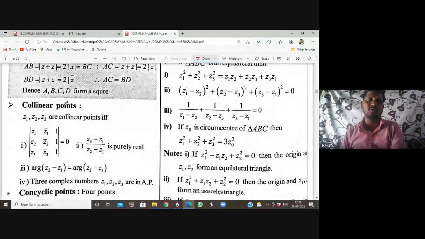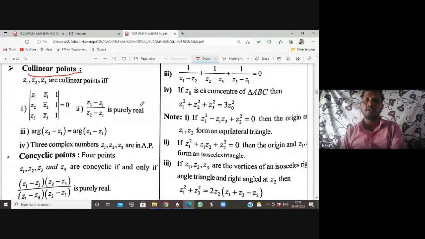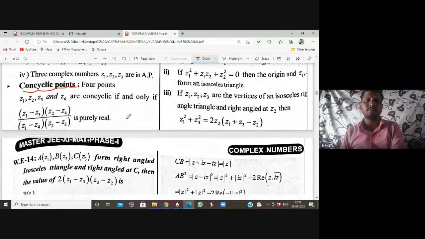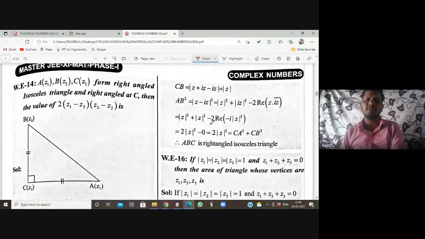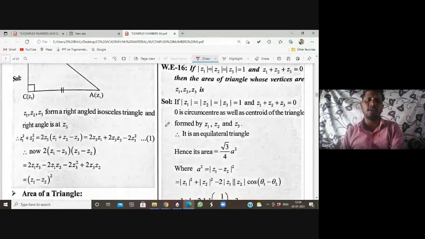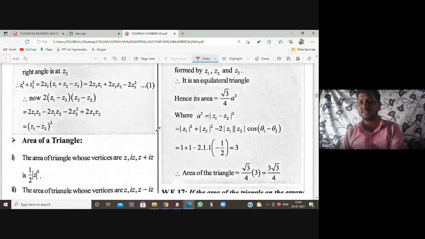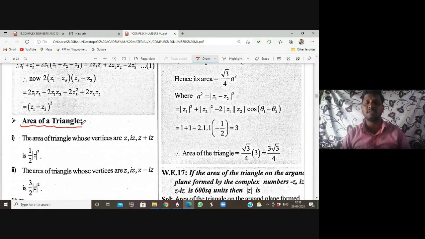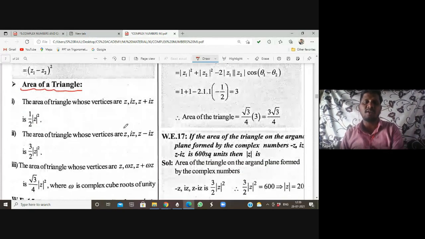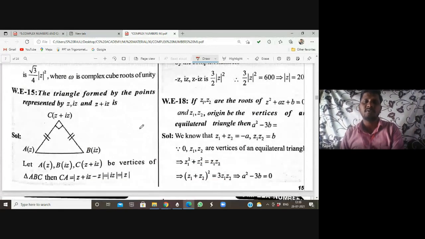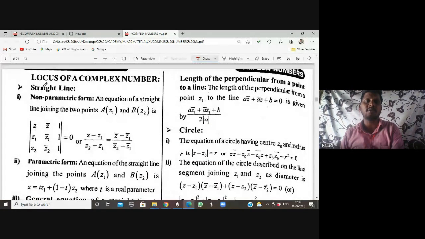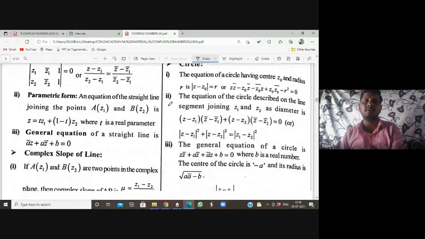It belongs to things like equilateral triangle, orthogonal. Circle, ellipse, how to represent in complex form? Parabola, ellipse, hyperbola, even straight line, how can we represent in complex form? Area of triangle. See, nearly a locus of a complex number, straight line, circle. This is an advanced concept.